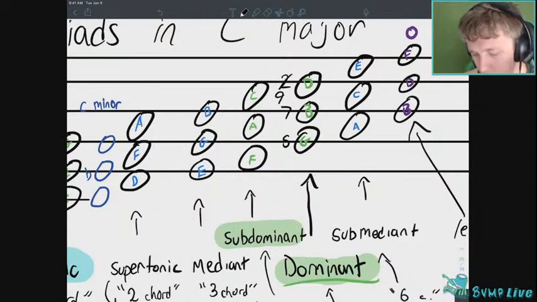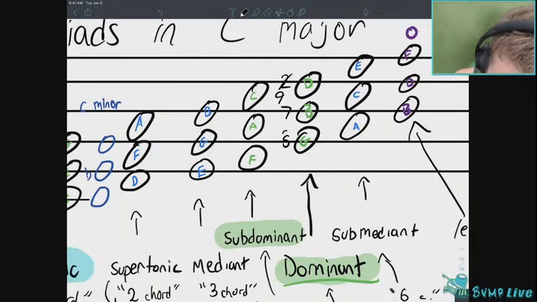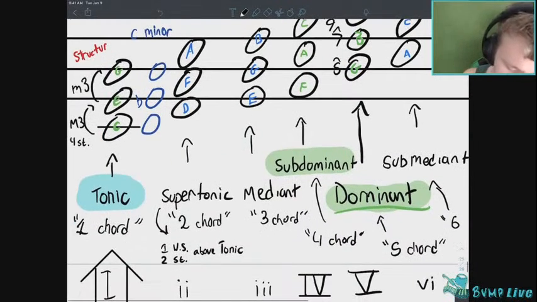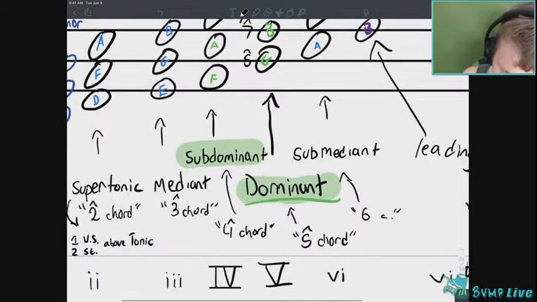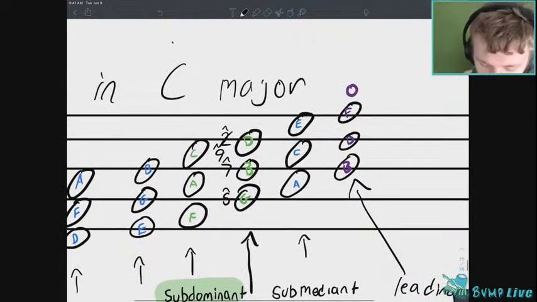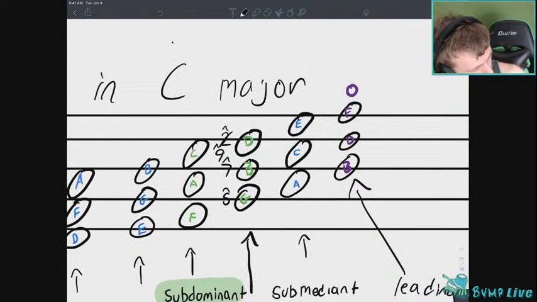But that's in terms of scale degrees. So I'll put little hats on top. This might have been a very small detail in one of the other days, but I'm going to represent scale degrees by using hats above all of the numbers. So that sounds like this again.